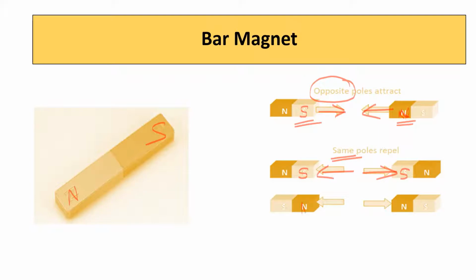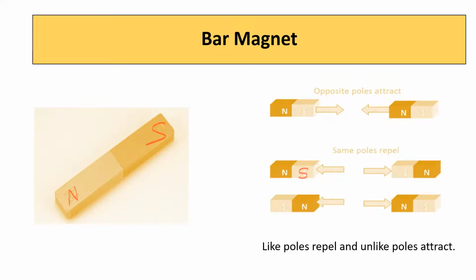Here you can see this is north pole and this is north pole. They are also same poles or like poles. Therefore, they will repel each other. Only the unlike poles, this is south and north. They are unlike. Only the unlike poles will attract. Like poles repel and unlike poles attract each other.